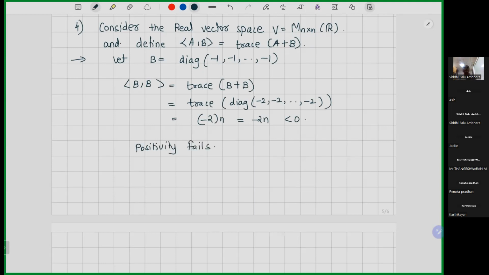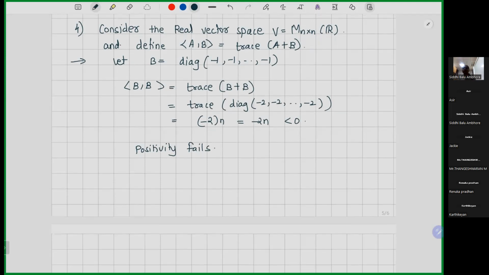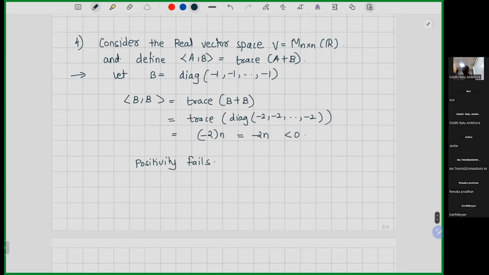So this minus 1 was not anything special. You can take anything such that the overall addition of trace becomes negative. And since we are adding negative numbers, it would still remain negative. Any doubts here?